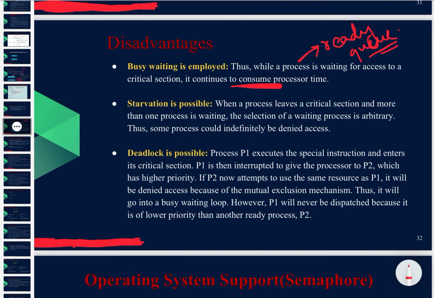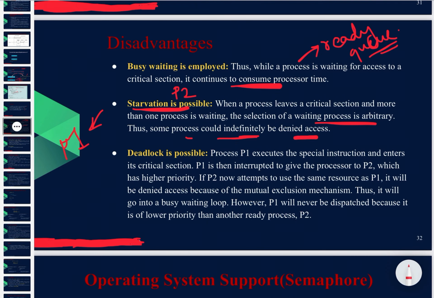Starvation is possible. If the process P1 does not exit the critical section, then process P2 will starve. When a process leaves the critical section and more than one process is waiting, the selection of the waiting process is arbitrary. Thus, some processes could indefinitely be denied access.